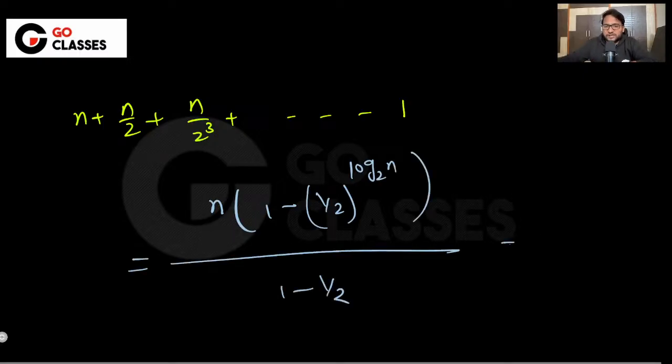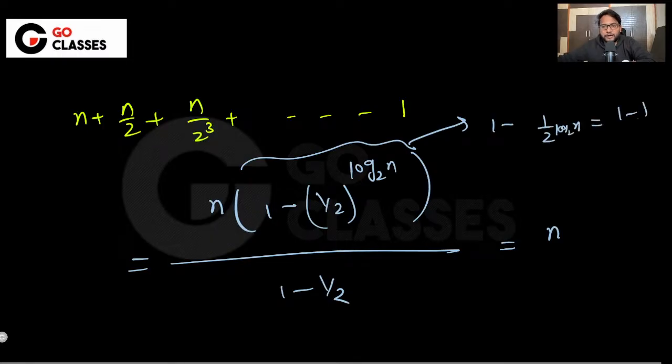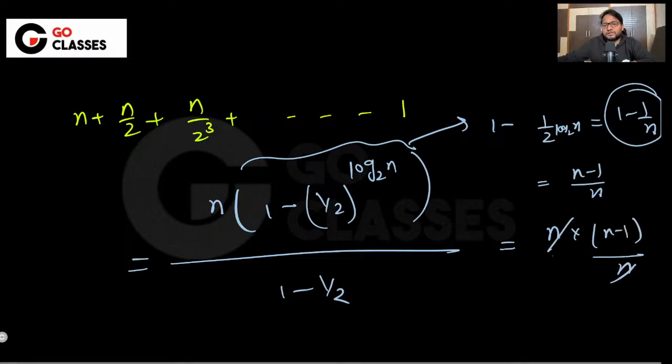Now if you see, this is just 1 by 2, which is constant. Now 1 minus this 1 by 2, let me just solve this separately. This is basically 1 minus 1 by 2 power log base 2 of n, which is nothing but 1 minus 1 by n, which is nothing but n minus 1 upon n. So this is into n minus 1 upon n. The n will cancel out. This is n minus 1. So ultimately it is coming out to be theta of n only, isn't it?